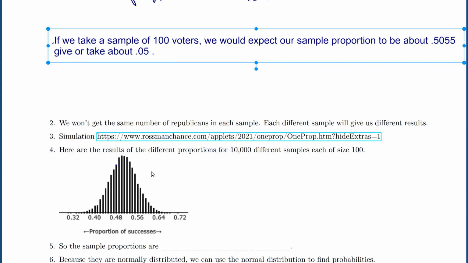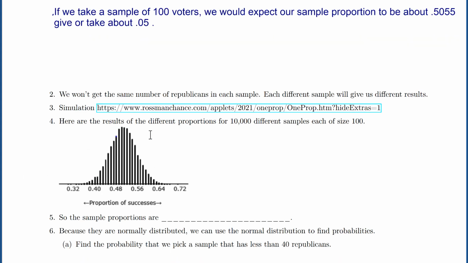I did put one here on my notes, so here's what the different proportions look like for 10,000 different samples, each of size 100. So the sample proportions look like they are normally distributed. Because they're normally distributed, we can use the normal distribution to find our probabilities.